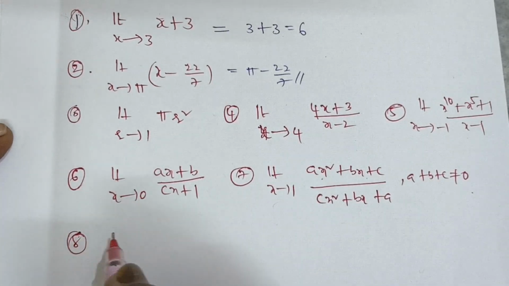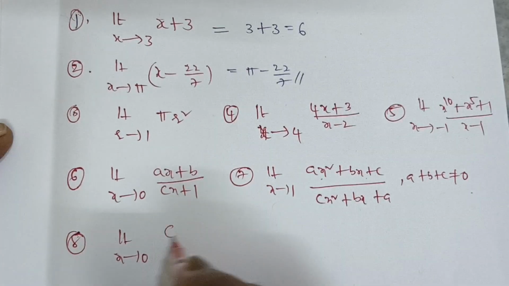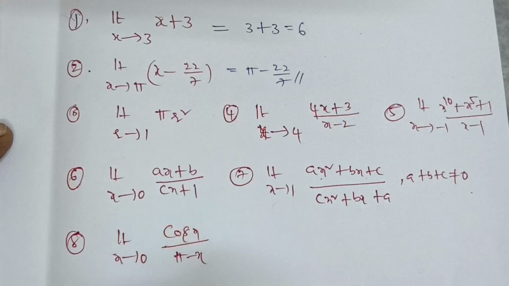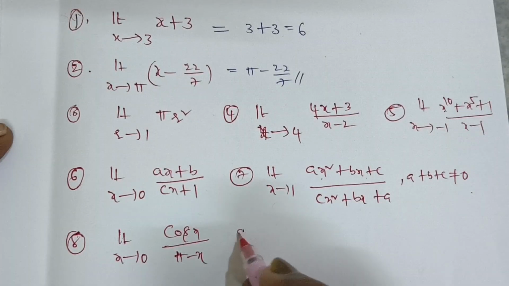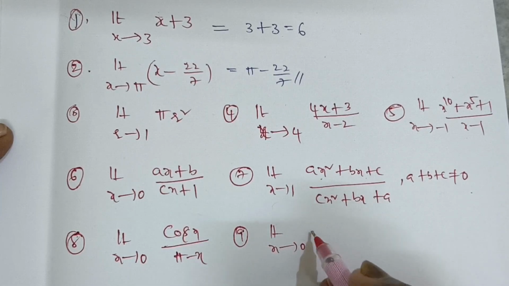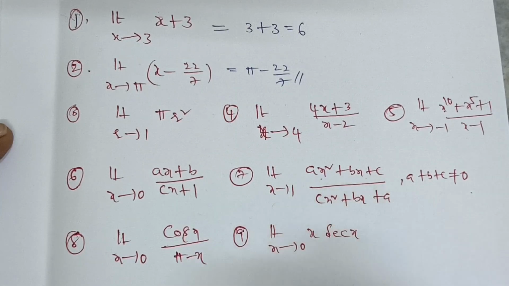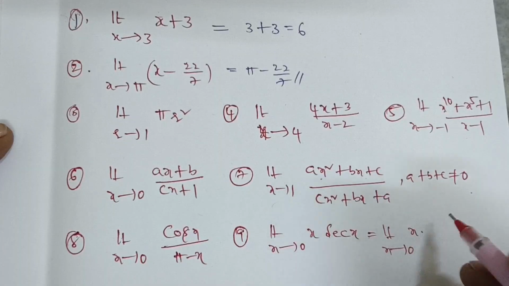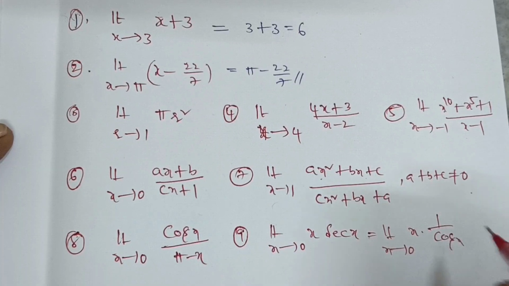Eighth one is limit x approaches 0, cos x by pi minus x. And the ninth problem is limit x approaches 0, x secant x. So to find this limit value, secant x can be written as 1 by cos x. So that's why 1 by cos x.